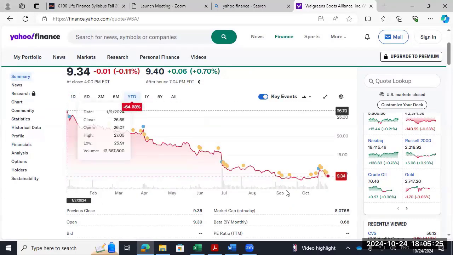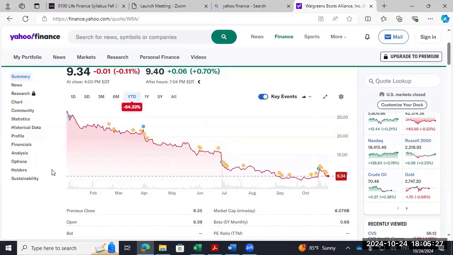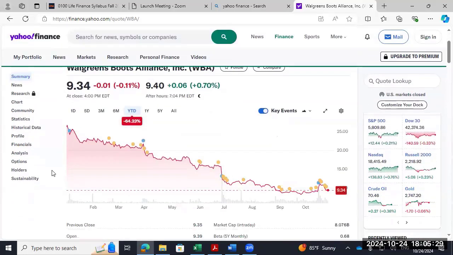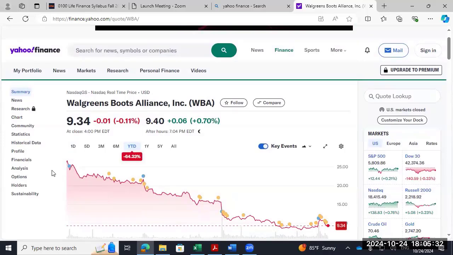It was a $25 stock. It's now a $9 stock this year. You're seeing healthcare, there's something going on, some big battle going on with healthcare. Probably a lot of it's Medicare related, but certainly this industry is struggling.